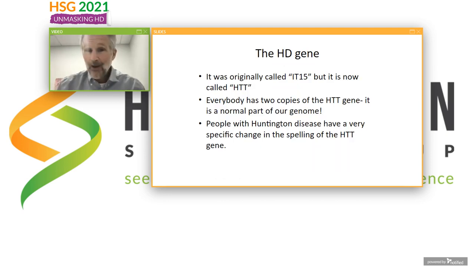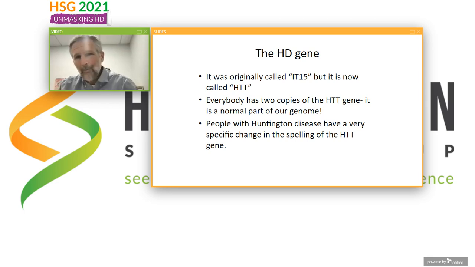So when the gene was found in 1993, it was originally called IT15. If anyone had genetic testing decades ago, they might see this name on their report, IT15. It stands for interesting transcript 15. Today, the name of the gene has changed to HTT. It's just an abbreviation, somewhat arbitrary.